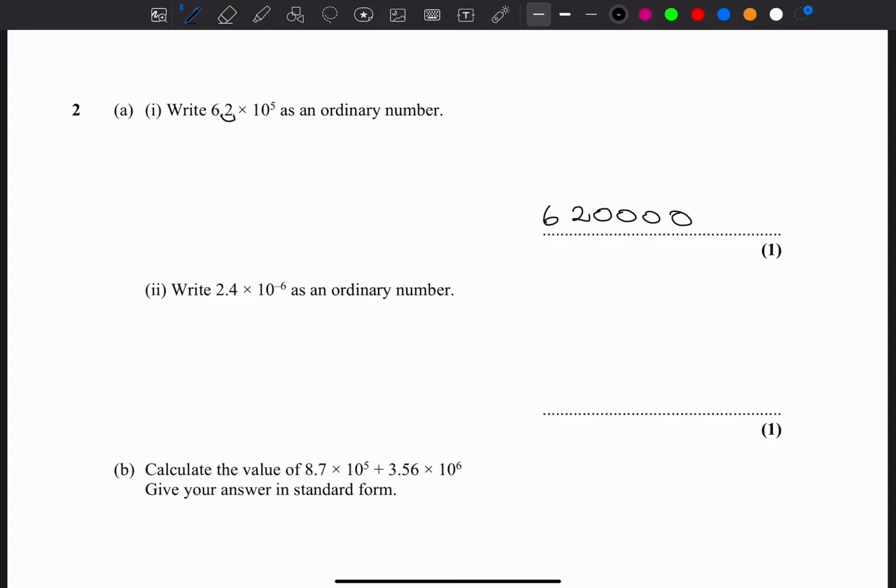2.4, that means 2.4, move it 6 places. 1, 2, 3, 4, 5, 6. Decimal point, stick zeros. So it's 0.0000024. It has 5 zeros in the center.